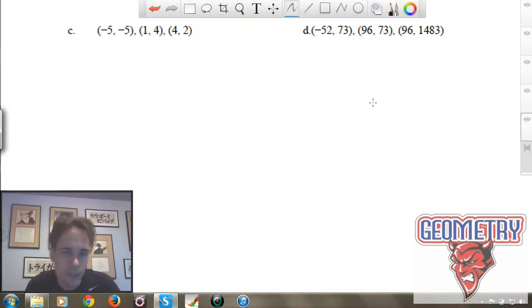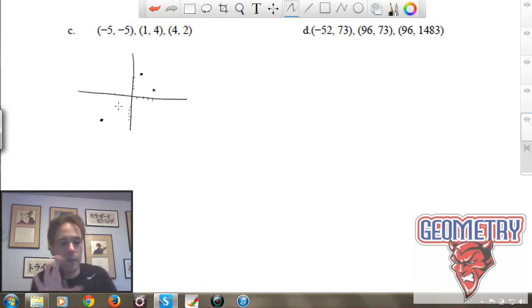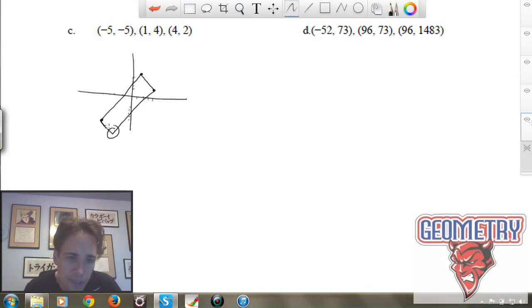Okay, on to the next set. We got C and D here. So again, we'll make just a rough little sketch. -5, -5 is somewhere down here. 1, 4 is up here. 4, 2 is here. So this one isn't nice and horizontal or vertical like the other ones. It's a little bit at an angle here. So something like this. Okay, so our 4th point is down here somewhere.